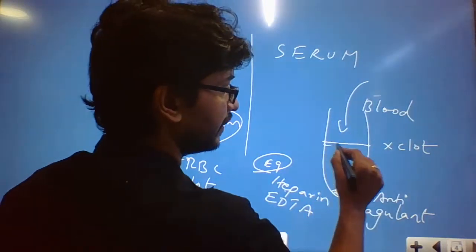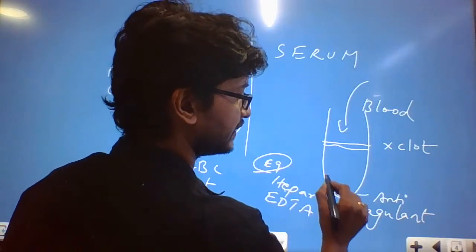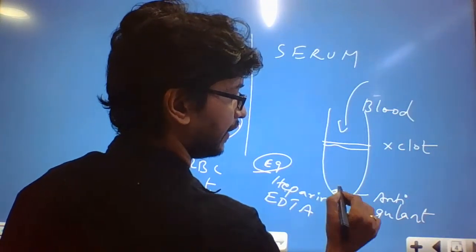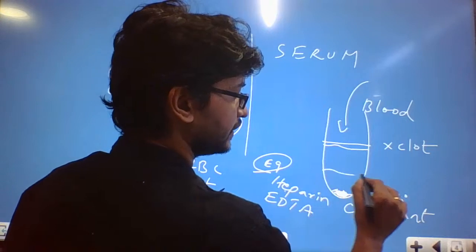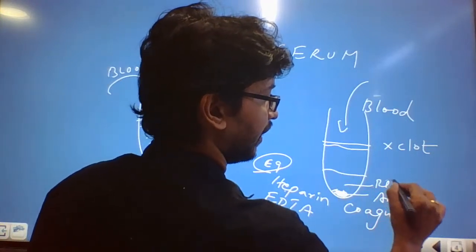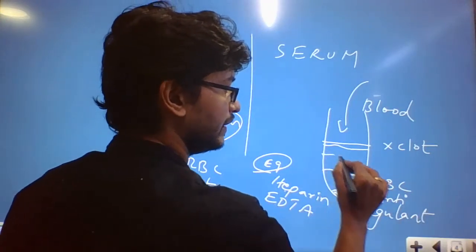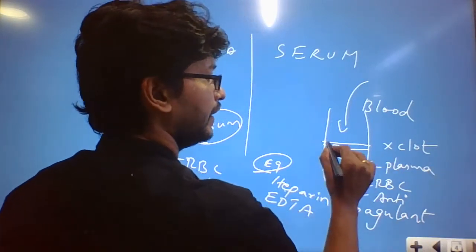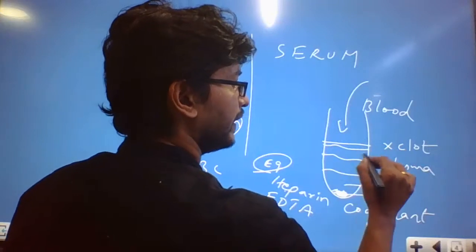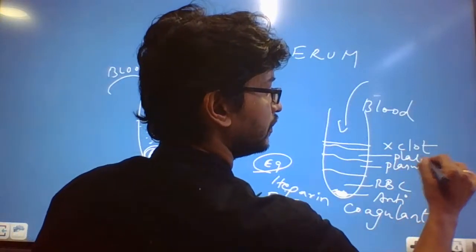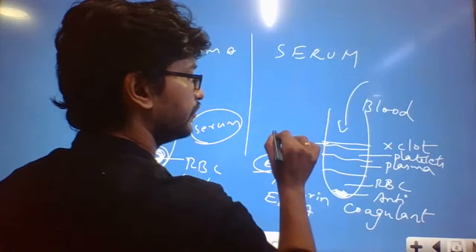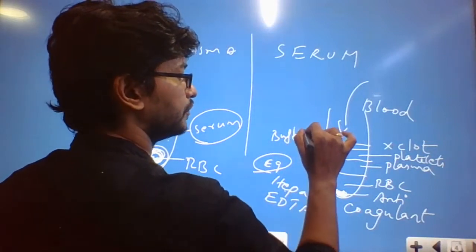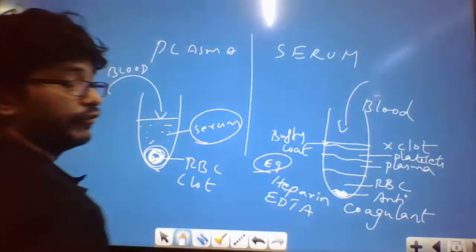Then what is happening here is that you could see the layers. Here I added the anticoagulating agent. There you could see the RBC. Then I could see the plasma. And here you could see the presence of platelets. And here you could see what is called the Buffy coat.